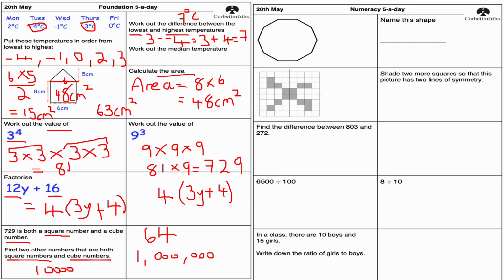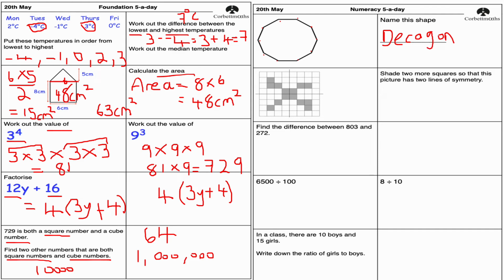Okay, we are now looking at numeracy 5 a day. Okay, first question, name the shape. Well, 1, 2, 3, 4, 5, 6, 7, 8, 9, 10. A 10-sided shape is called a decagon, okay, for that one, okay.